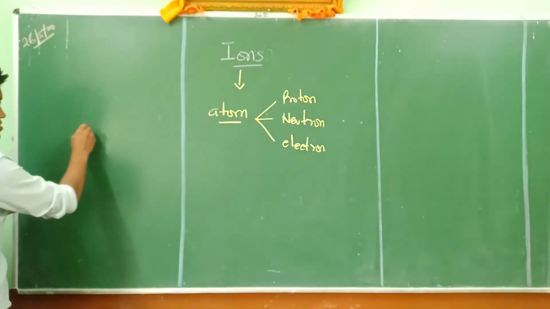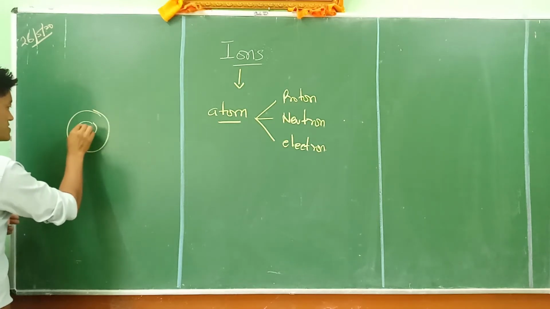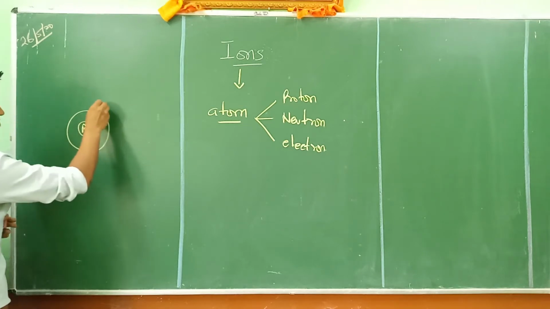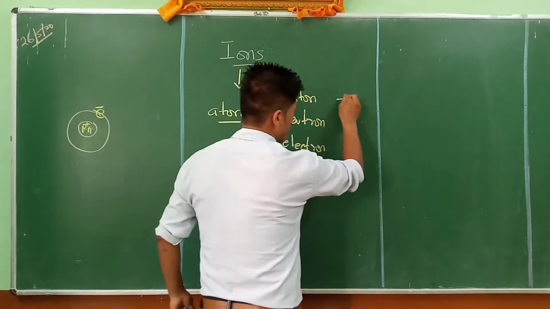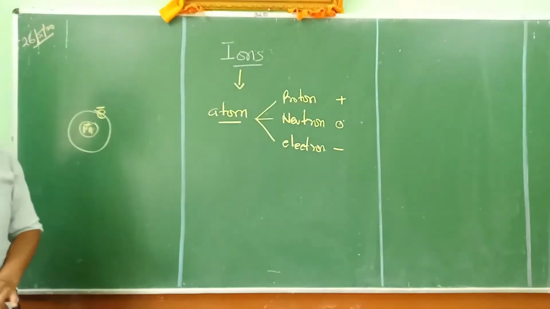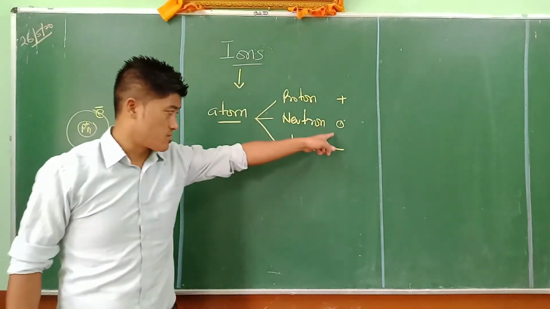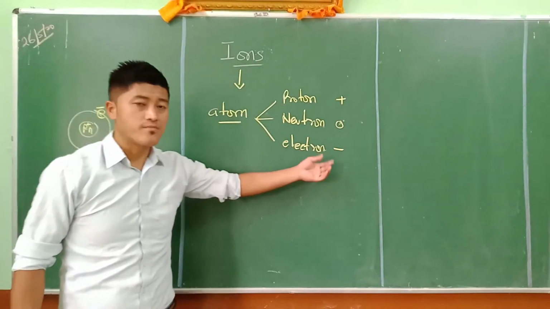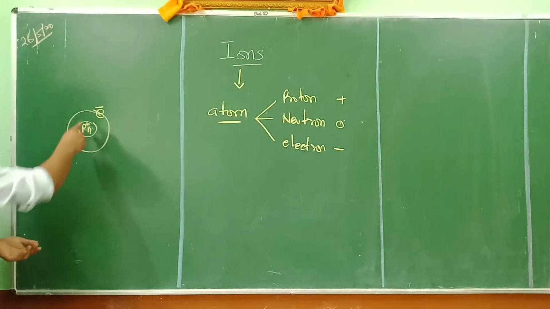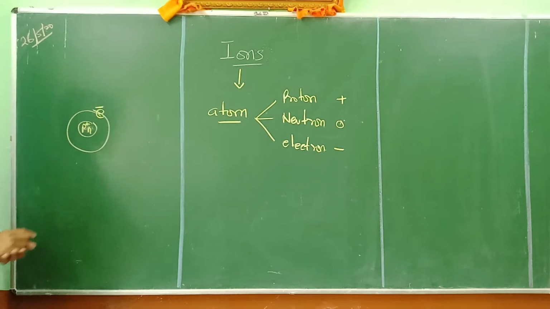So I will write the structure here. Let's say this is the proton and this is a neutron, and this is an electron. The electron is negative by nature, the proton is positive, and the neutron doesn't carry any charge. I guess every one of you must have this information. Electrons always revolve around the protons and neutrons, which are present at the center, right?